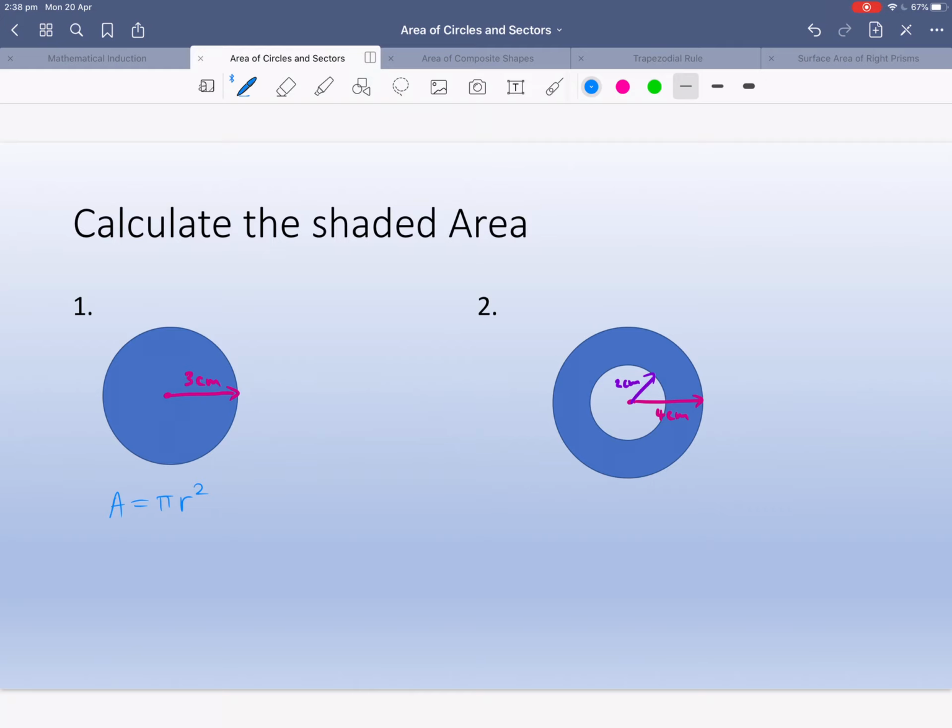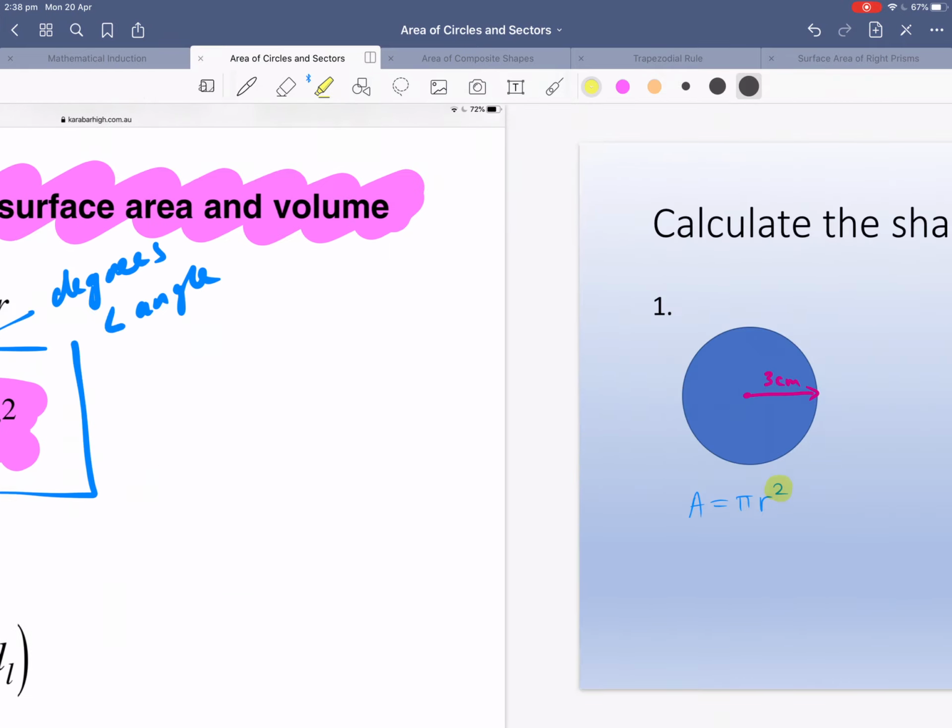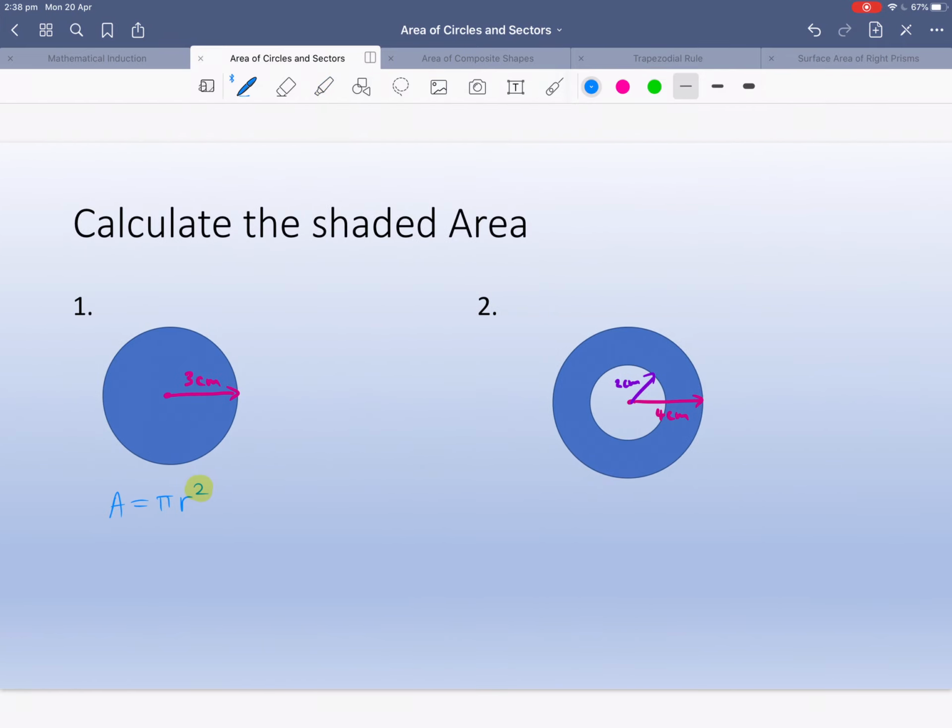Now remember, area is square area. So area formula will always have the squared in it. So if you're looking for it, that's what it's going to be. Now remember, what's in between pi and the r? It would be times. So we're going to go pi times, what's r? It's the radius. In this case, it's 3. So we're going to put 3, put brackets around it, squared.